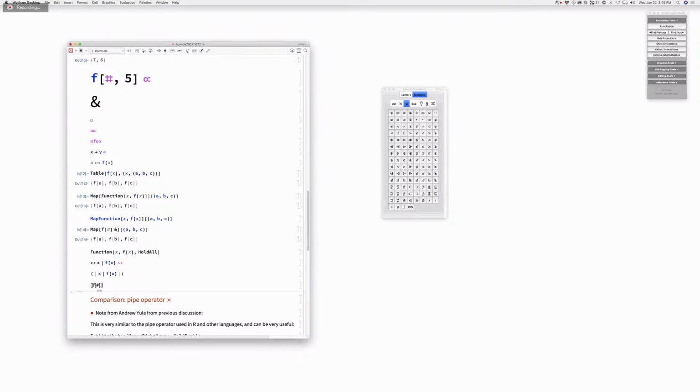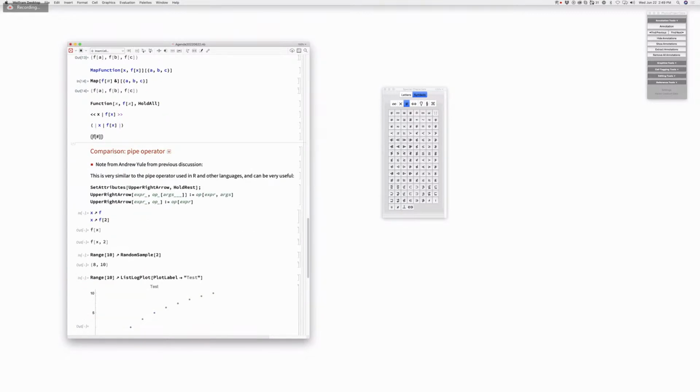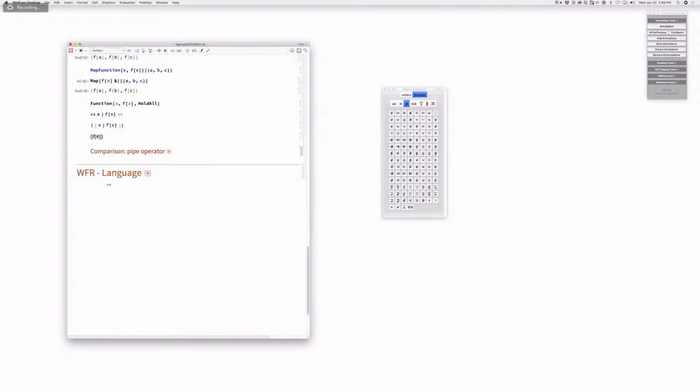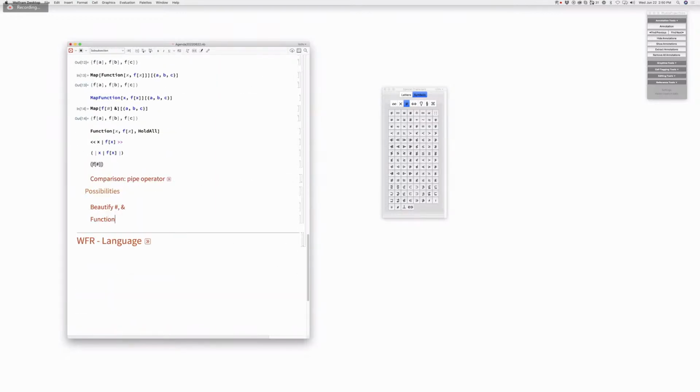All right, let's enumerate the issues here, what we're talking about. We have possibilities. We've got beautify, hash, and ampersand. That seems worth exploring regardless of any of these other things. Another possibility is the function lambda idea, like grad, which I think is also worth exploring.